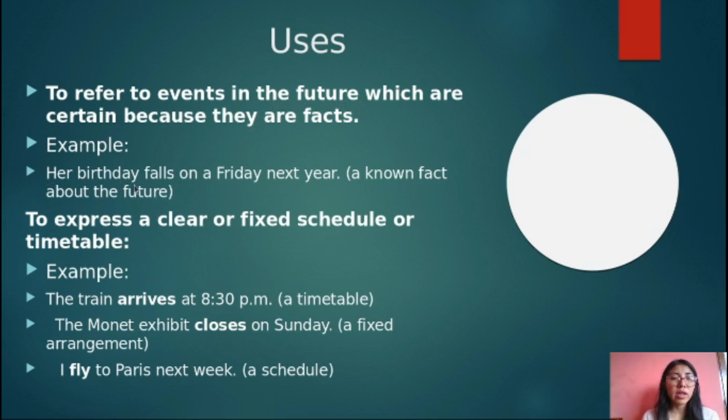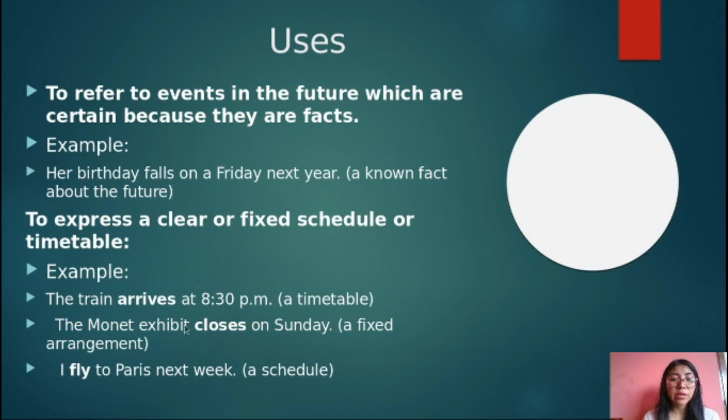For example, her birthday falls on Friday next year. Okay, in this case I am referring to a future event and that is a known fact about the future, okay? So I am using present, her birthday falls, to refer to a future event, okay?